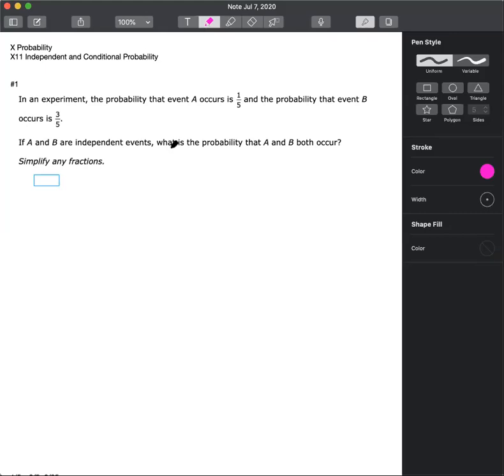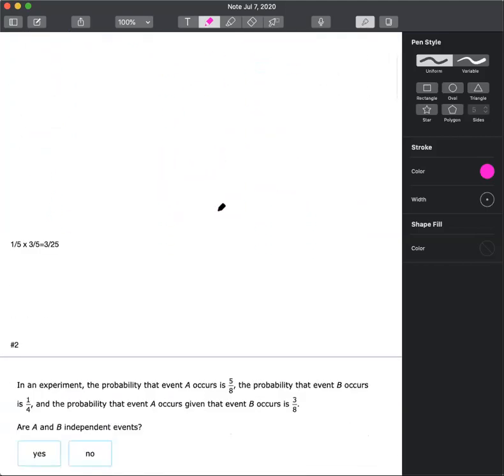Okay, so in this case, we're solving: if A and B are independent events, what is the probability that A and B occur? To make them independent, if you multiply the two together, you're going to find the answer. So it's going to be 1/5 times 3/5, 3/25. So that's all we have to do for that one. The probability that both A and B occur is going to be 3/25 if they're both independent. If they were not independent, this number would be different. It'd be smaller. All right, let's look at the next one.